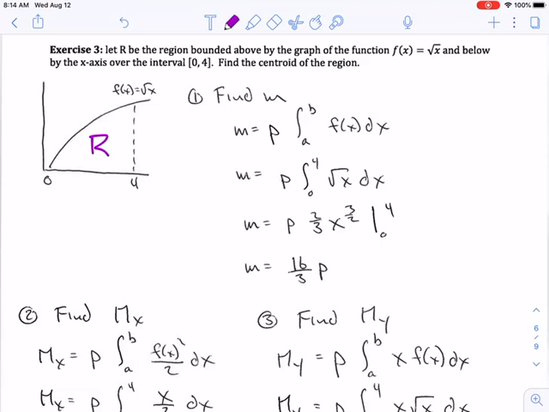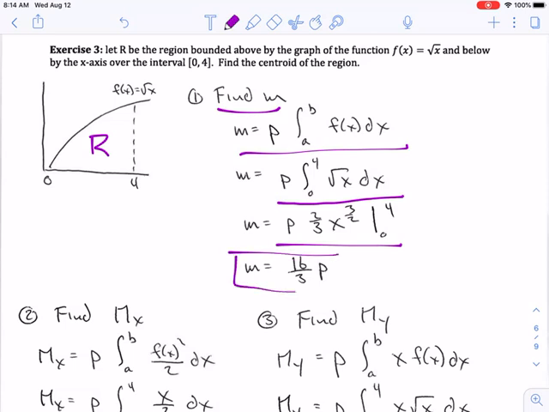So the first thing I like to do is find the mass. That's usually the simplest thing. Now I'm leaving rho in here. We don't know what rho is. They don't even give us a density, but we know that the density is going to cancel anyway. But I just put rho in as an unknown density, and you're going to see that it cancels out. So here's my formula. We want rho times the integral from 0 to 4 of the square root of x dx. When we integrate that, x to the 1/2 becomes x to the 3/2 times 2/3. And so we get our mass is 16/3 times density.